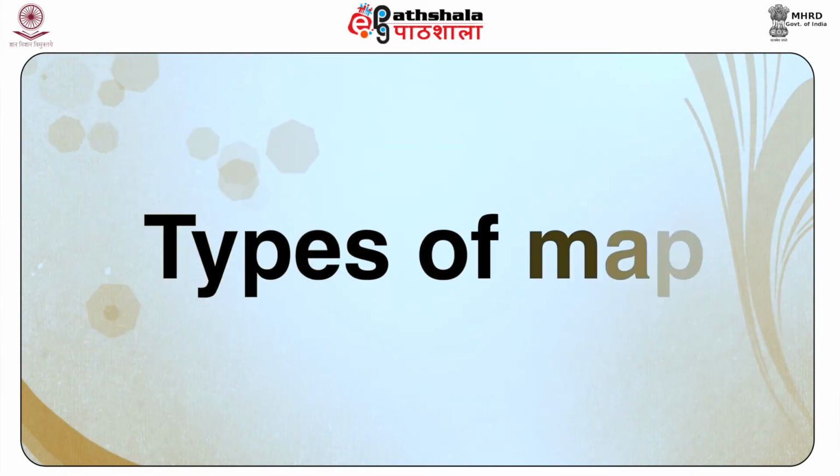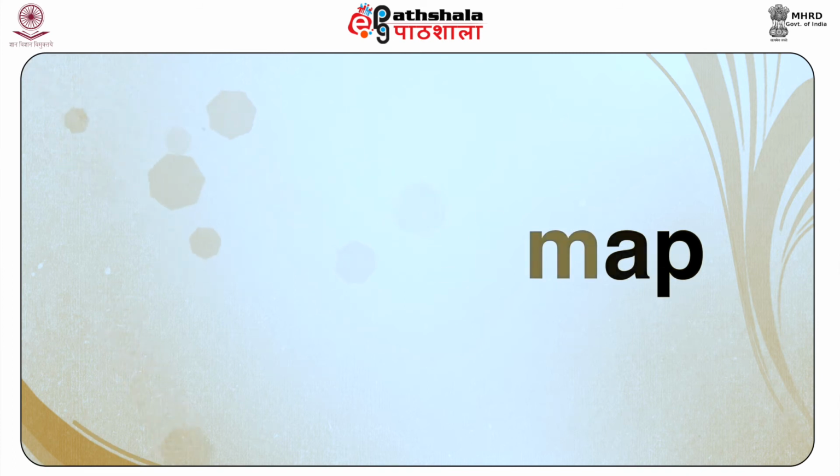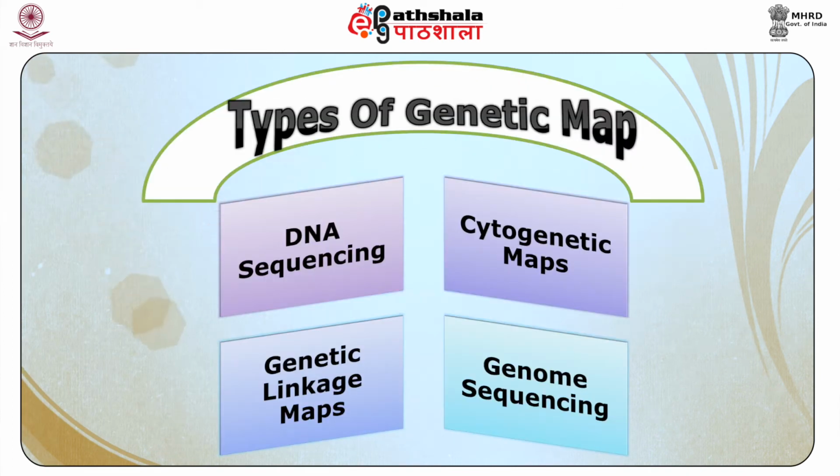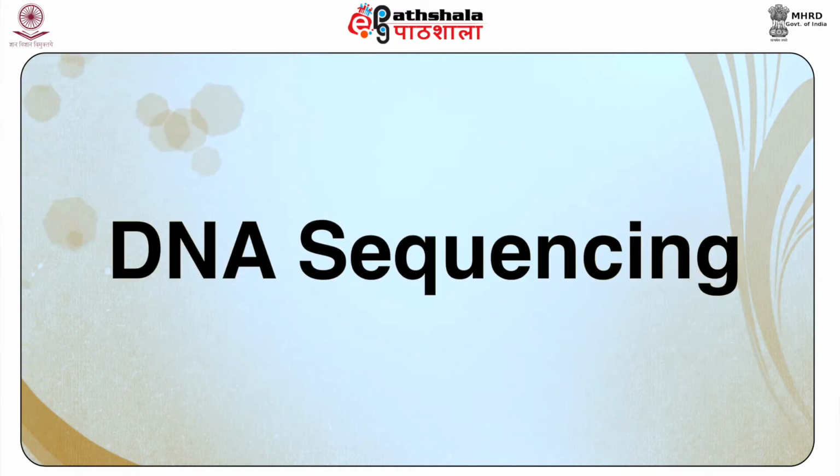Let us learn about the types of map. The various types of genetic maps are DNA sequencing, cytogenetic maps, genetic linkage map, and genome sequencing. We will discuss each one now.